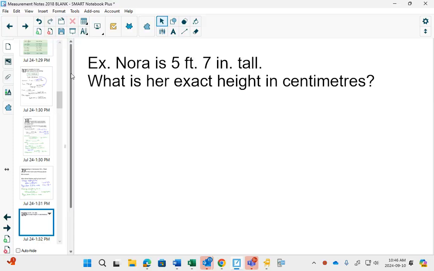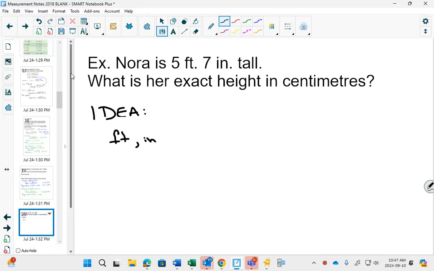Some of you are getting ready for driver's ed, and then you're going to get your license, and you might have to convert how tall you are in feet and inches to what they're going to put on your license, because they're going to put centimeters. Here's my idea. If you need to map out your idea, that's a great strategy. Some people are able to map out the idea and keep it in their head.